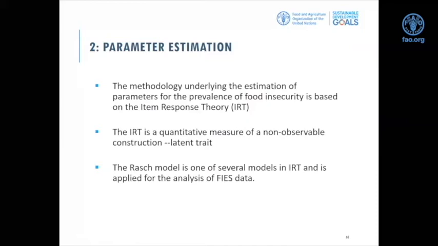So once the data has been properly codified and standard labels are added to the eight FIES questions, the next step involves estimating the parameters associated with these questions. The methodology underlying the estimation of the parameters for the prevalence of severity of food insecurity is based on item response theory, which is used to analyze responses to survey or test questions, in this case the eight FIES questions. Item response theory is a quantitative measure of observable or latent traits that can be derived from a set of dichotomous or binary variables that take a value of one or two. Thereafter, as I mentioned earlier, the Rasch model, which is used by FAO, is applied for the analysis of the FIES data.